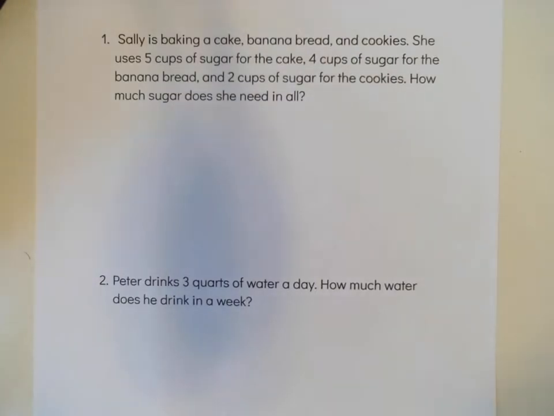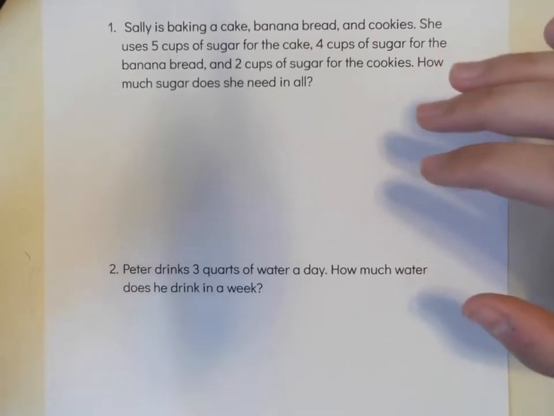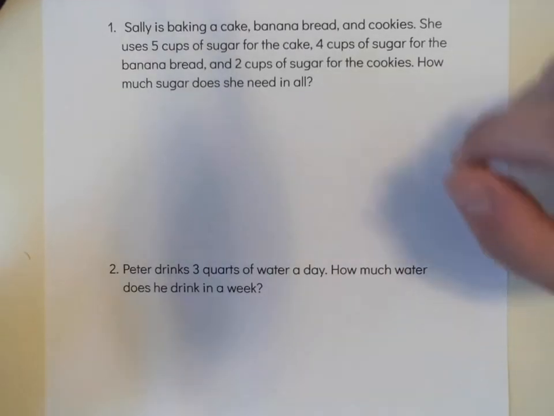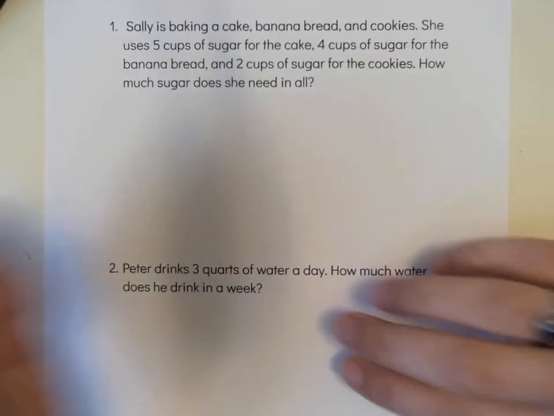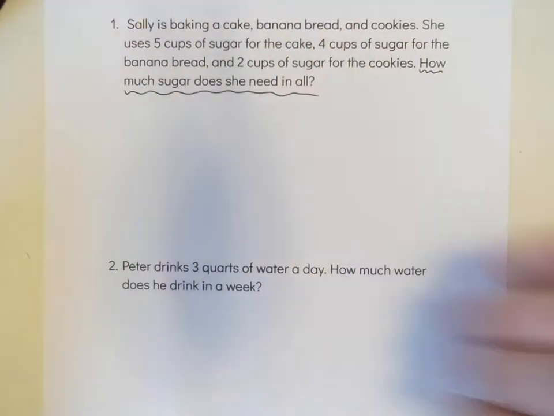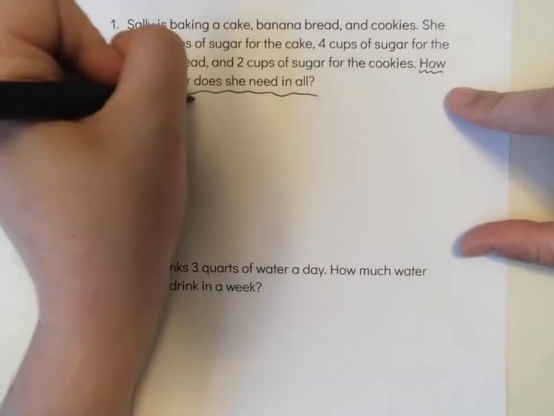Okay, so number 1 says, Sally is baking a cake, banana bread, and cookies. She uses 5 cups of sugar for the cake, 4 cups of sugar for the banana bread, and 2 cups of sugar for the cookies. How much sugar does she need in all? Now, we're trying to figure out how much sugar she needs in all. I'm going to underline that because I need to find the total. This is my total.